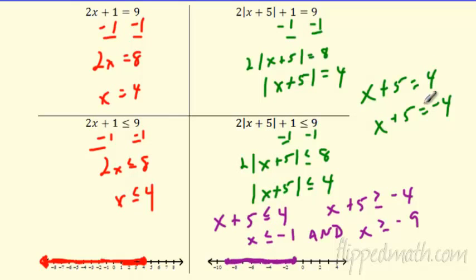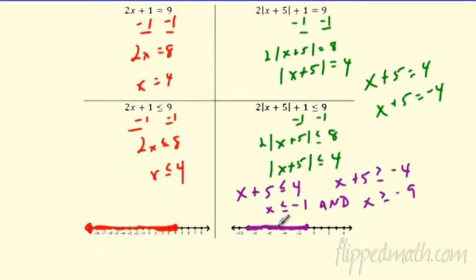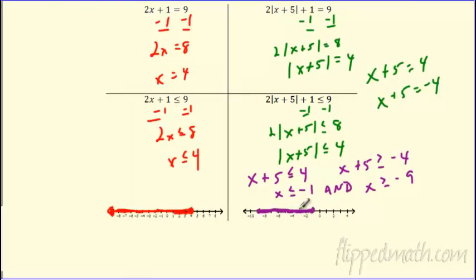Inequalities are more work than just equal. Here you get two answers. Here I'm going to get all the answers. Anything between negative 9 and negative 1 works. It could be negative 5.5. It could be negative 6. It could be anything in this region shaded.